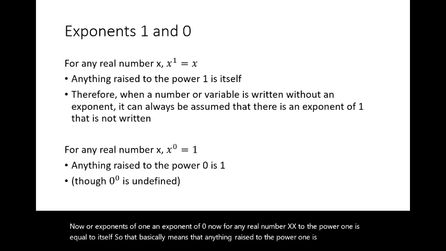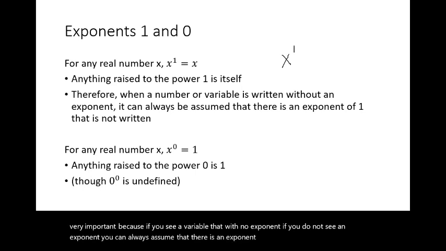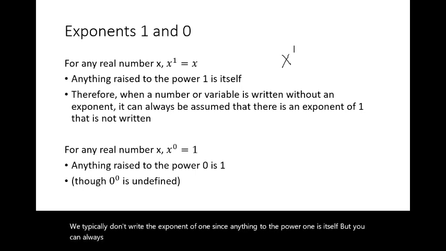That's also very important because if you see a variable with no exponent, you can always assume that there is an exponent of 1 there that is not written. We typically don't write the exponent of 1 since anything to the power 1 is itself, but you can always assume that any variable that does not have an exponent has an exponent of 1.